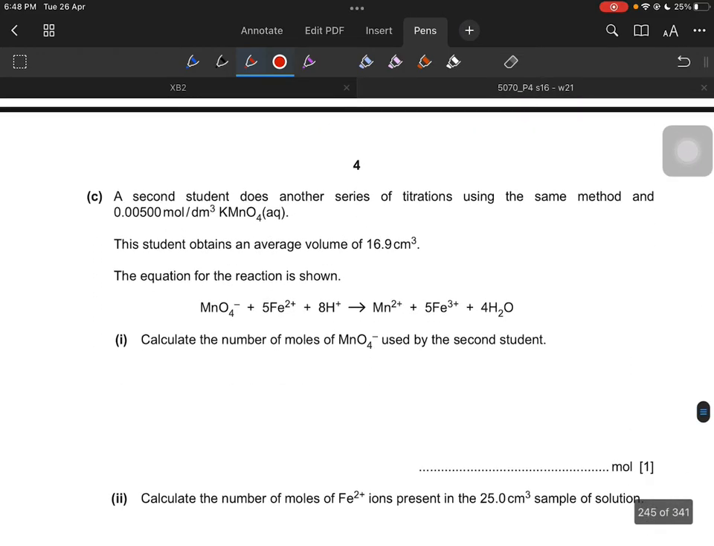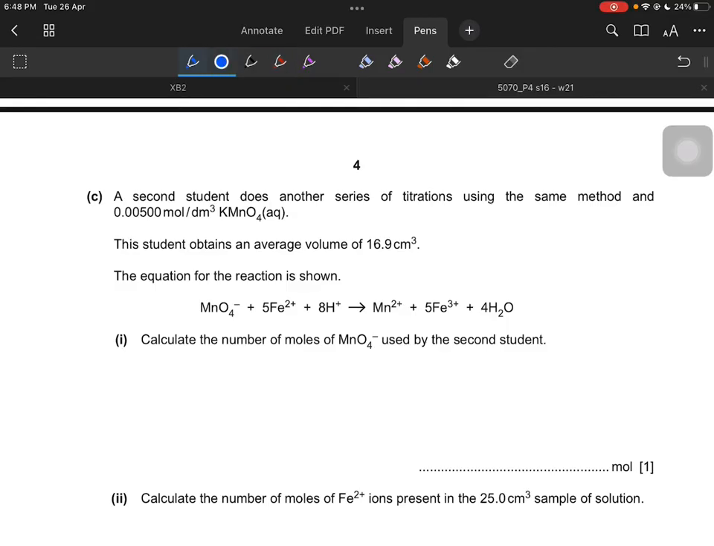A second student does another series of titration using the same method and the same 0.00500 mole per decimeter cube potassium manganate. The student obtains an average of 16.9 centimeter cube. The equation for the reaction is shown. Calculate the number of moles of manganate used by the second student.